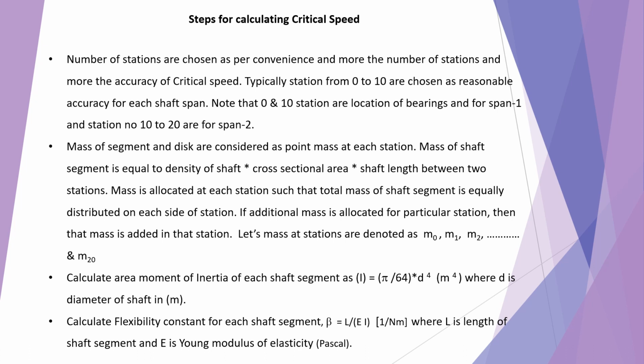Calculate the area moment of inertia for each shaft segment, that is I equals pi by 64 d to the power 4. The unit will be m to the power 4, where d is the diameter of the shaft in meters. Calculate the flexibility constant for each shaft segment, that is beta is equal to L upon EI. The unit will be 1 upon Newton meter, where L is the length of the shaft segment and E is the Young's modulus of elasticity in Pascal.